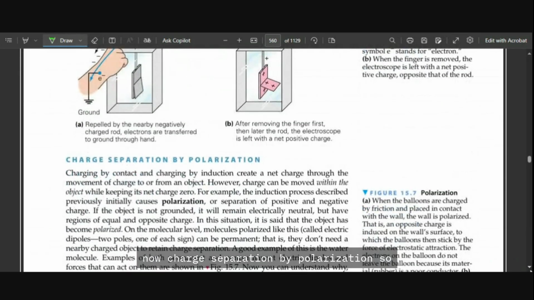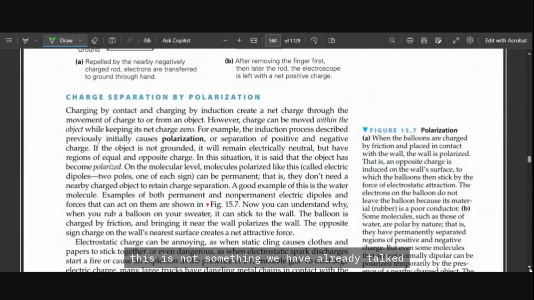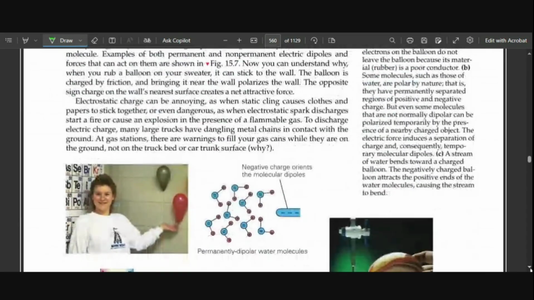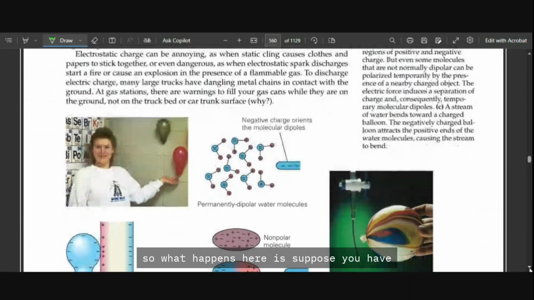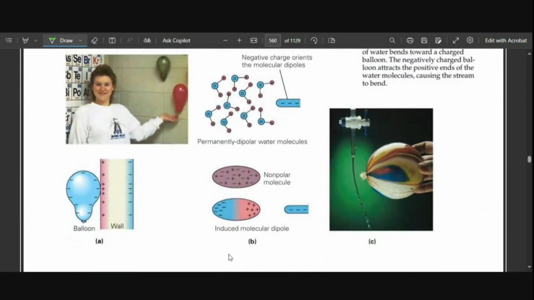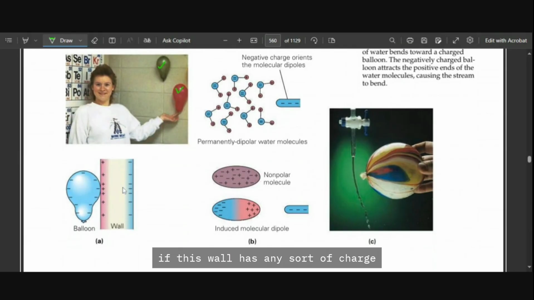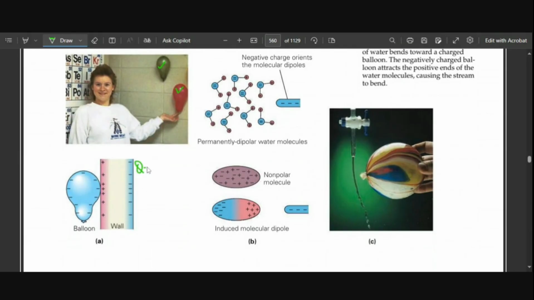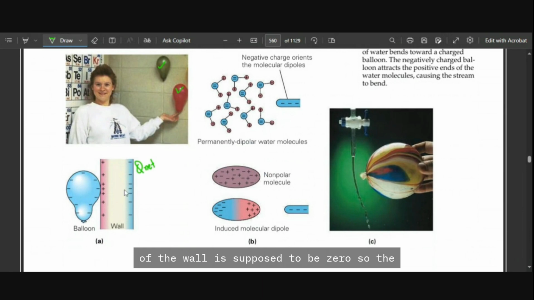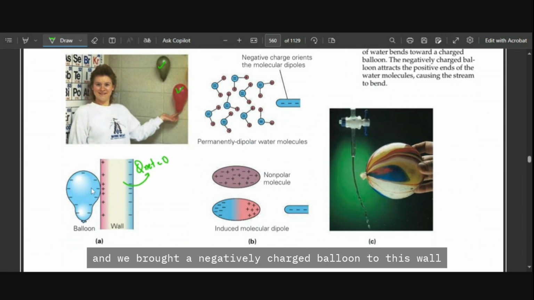Now, charge separation by polarization. This is not something we have already talked about, so let's talk about it a little. Suppose you have a balloon which carries some negative charge. This balloon will try to stick to the wall. We can assume that initially the net charge of the wall is zero, and we bring a negatively charged balloon to this wall.